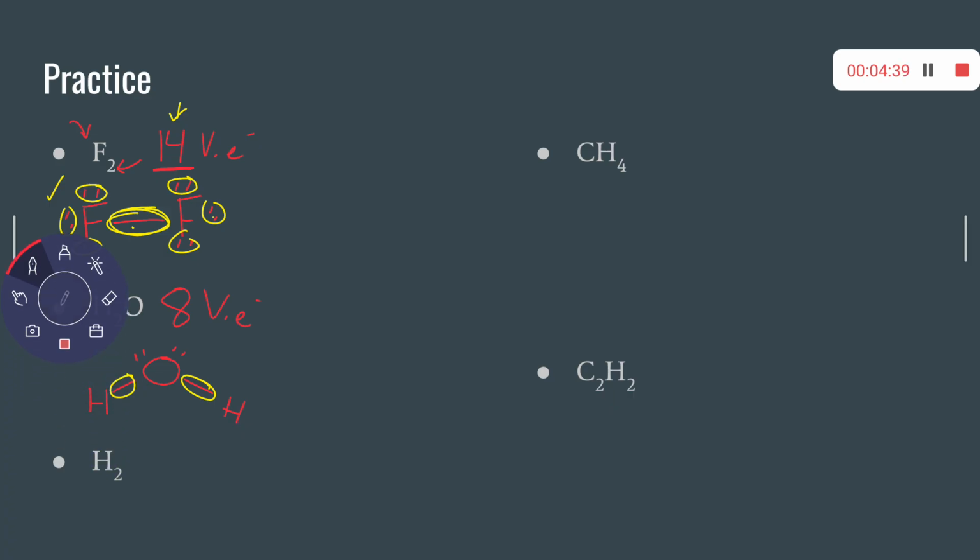Now let's try another one. Let's try H2. This one should be pretty straightforward. Hydrogen has 1 valence electron. I've got 2 of them, so whatever I draw needs to have 2 valence electrons. Lucky for us, hydrogen is stable with 2 electrons around it.